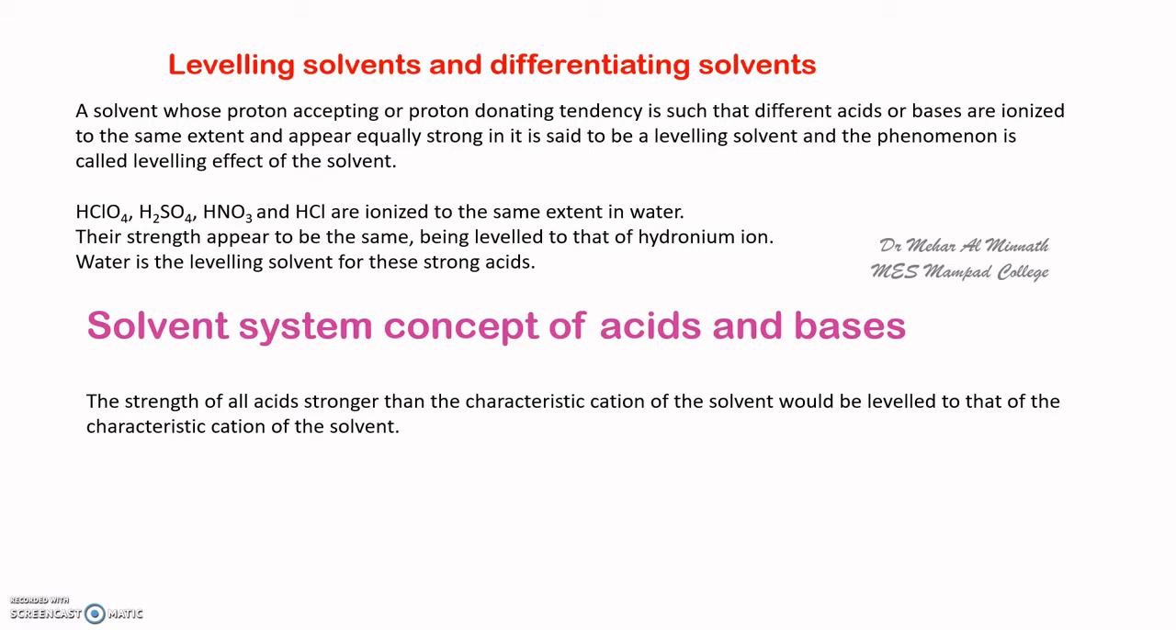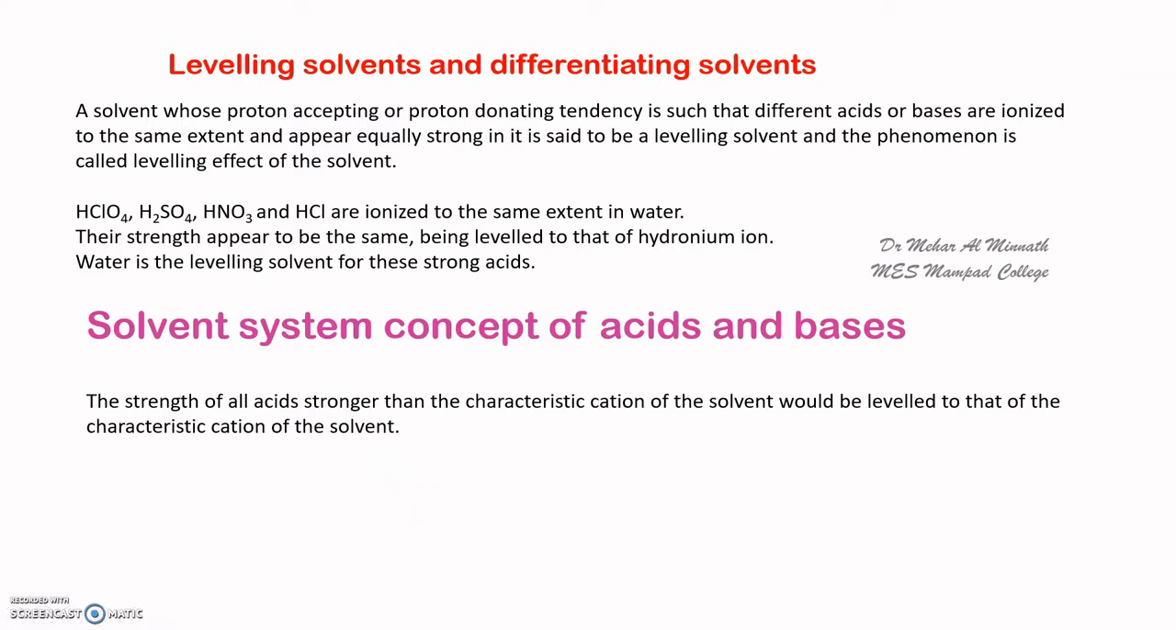What does that indicate in these cases? HClO4, H2SO4, HNO3 and HCl. These acids have a strength greater than H3O plus, the cation of the solvent, that is water. So the strength of all these acids is brought to the level of H plus ion or H3O plus of the solvent. That is called the solvent system concept. That's how the solvent levels the strength of all acids in the same way.